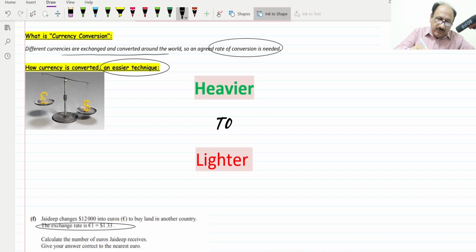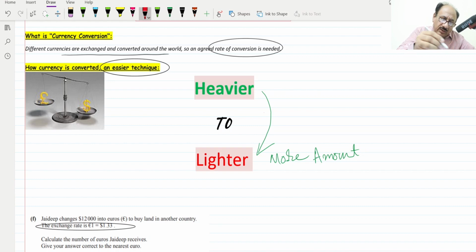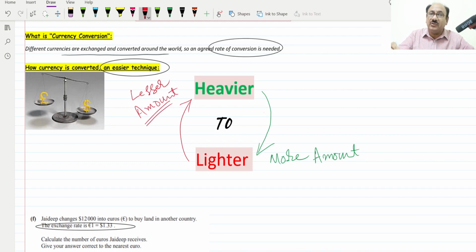So if you convert from heavier to lighter, you should get more. You should get a more amount. If you convert from lighter to heavier, a lesser amount you will be getting.